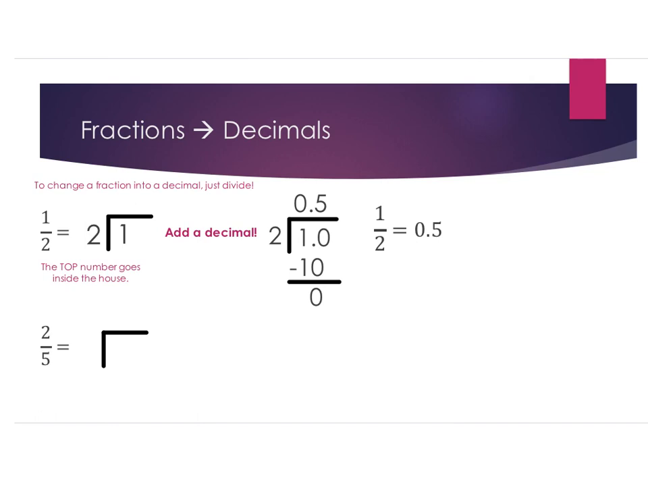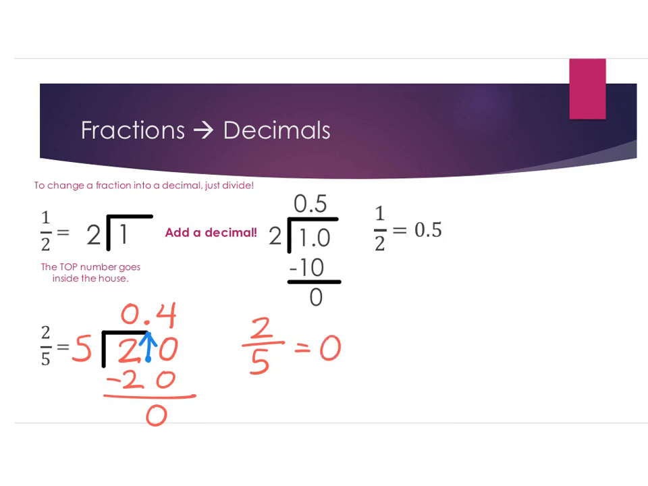Okay, so hopefully you saw that the 2 goes inside the house and the 5 goes on the outside. Can 5 go into 2? No, it cannot, so we put a 0 on the top. And we are going to add a decimal and a 0. So now it's, can 5 go into 20? Yes, it can. 4 times. 4 times 5 is 20. 20 minus 20 is 0. And my decimal, if you remember, goes straight up. And 2/5 as a decimal equals 0.4. That is my answer.